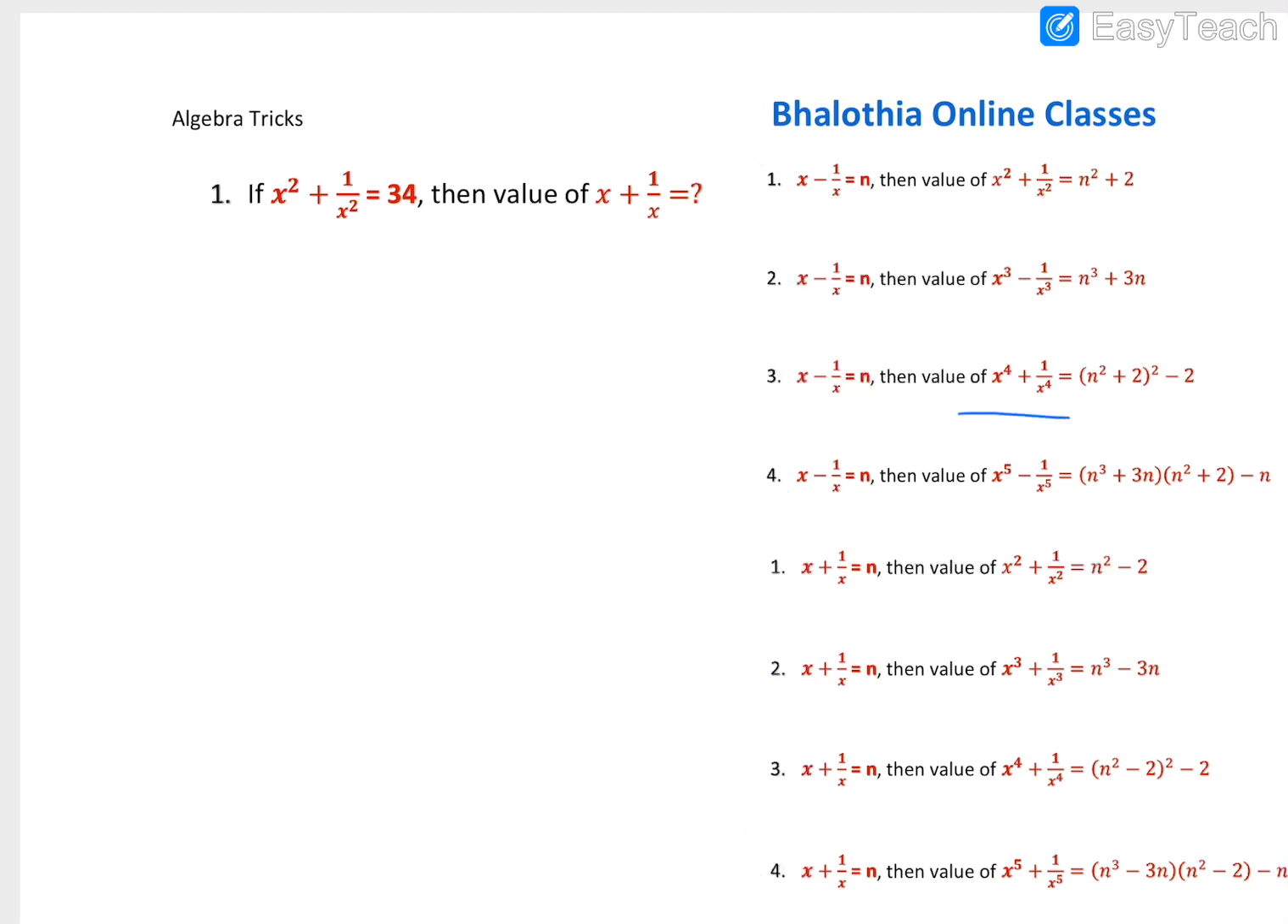So let's see this one, x raised to the power 4. If power 4 is asked, how can we make the power 4? We can use the square formula. n square plus 2 is the square formula, right? We will take the square of this one and then subtract 2. So the formula for x raised to the power 4 plus 1 upon x raised to the power 4 will become n square plus 2, the whole square, minus 2. So we can easily build that formula using this formula.